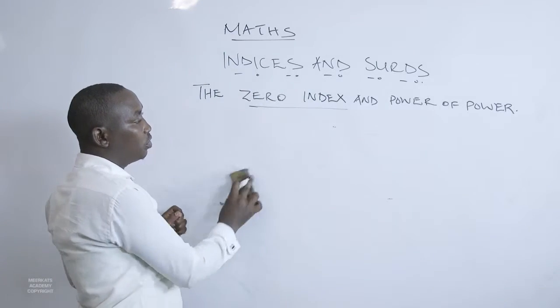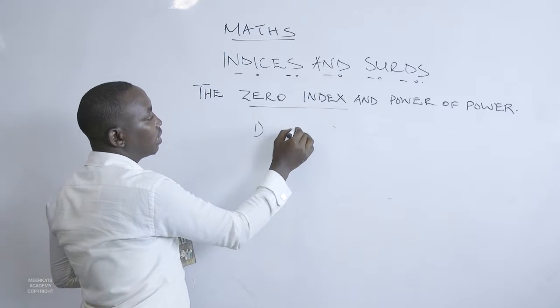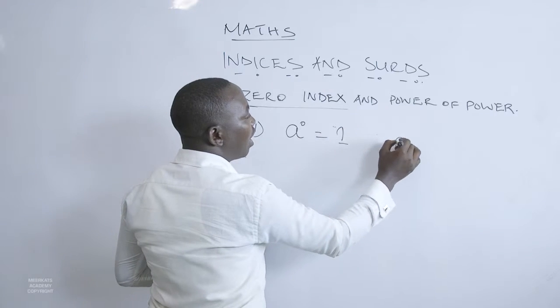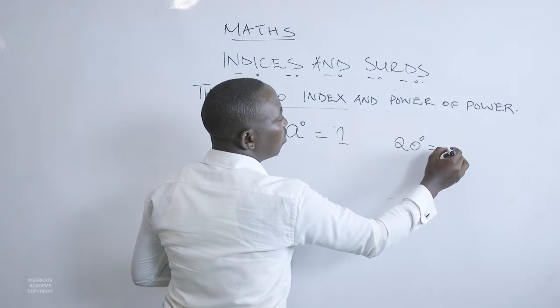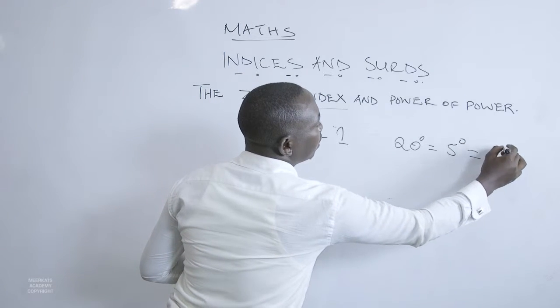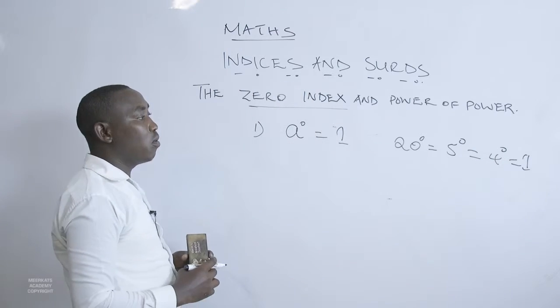So we now have the two. We have said 1 for the zero index. A raised to the power of 0 will be 1. So if you have 20 raised to 0, 5 raised to 0, 4 raised to 0, any number raised to 0 will always give us 1.